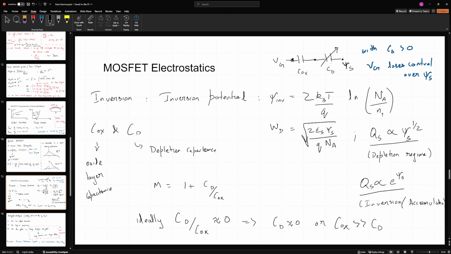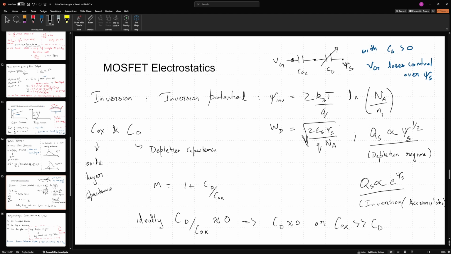And in between, there are two capacitances: the oxide capacitance, which is a constant, and the depletion layer capacitance, which is a variable value. Ideally, I will want this depletion layer capacitance to be as small as possible.